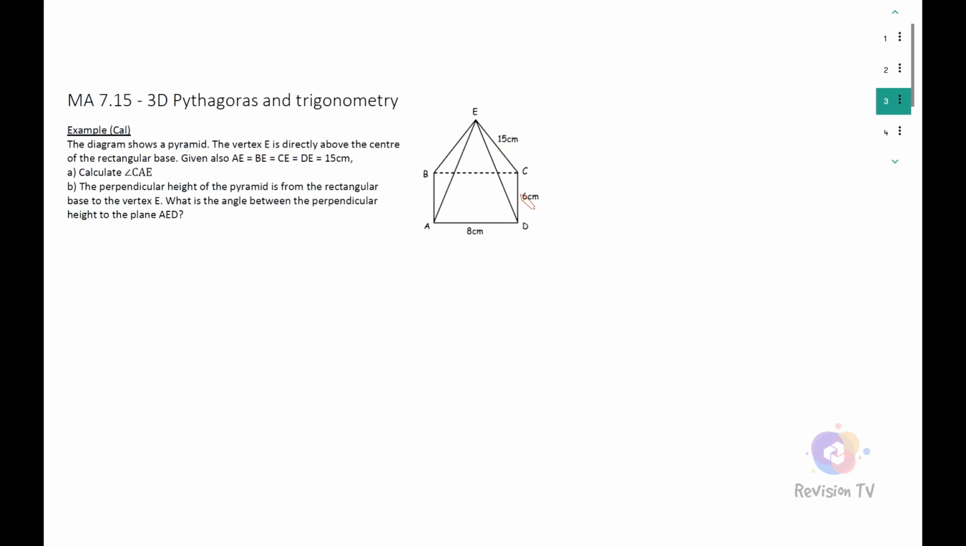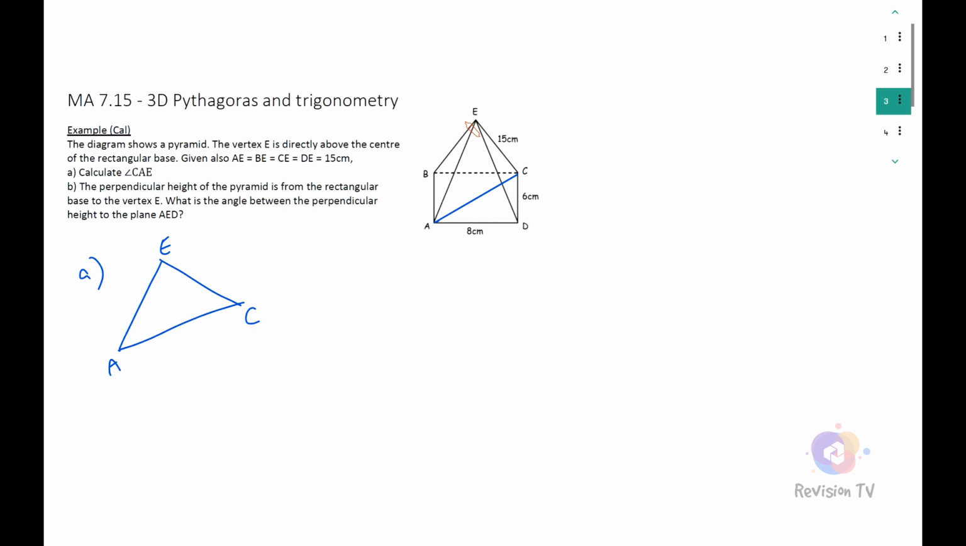Calculate the angle CAE. What's the first thing we do? Make a triangle, draw a line. So CA and A to E, so AE. So we know the triangle they're looking for is the triangle A to E, E to C, and A to C. So AEC. Right, so what do we have? Let's fill in the information of the triangle.